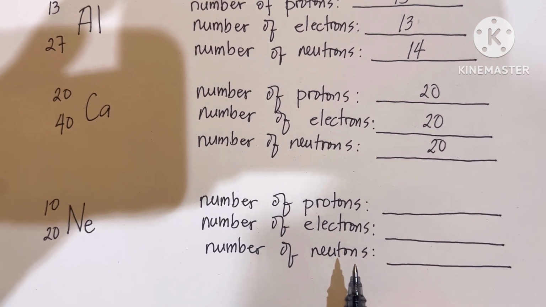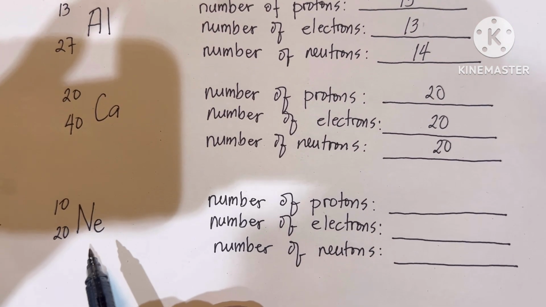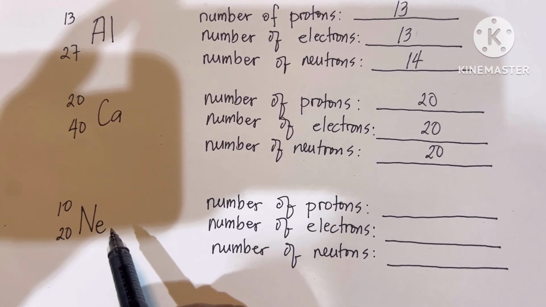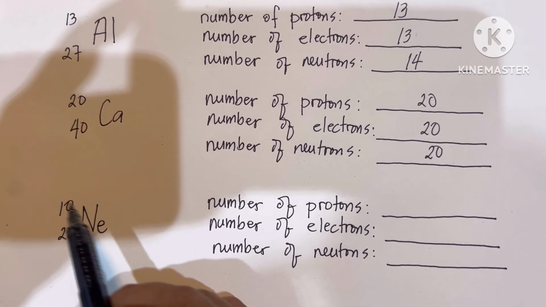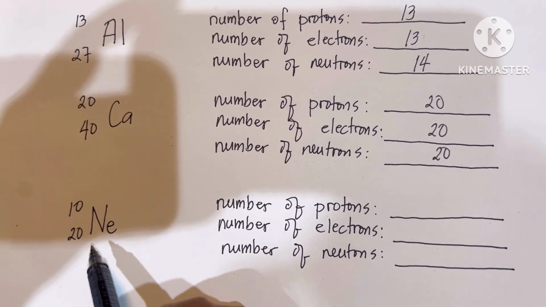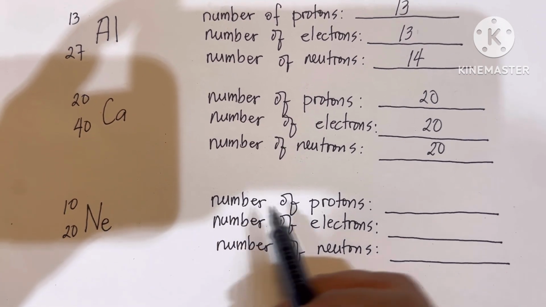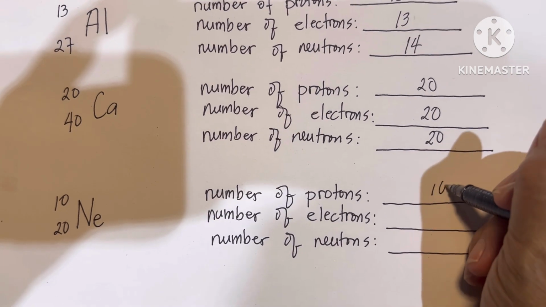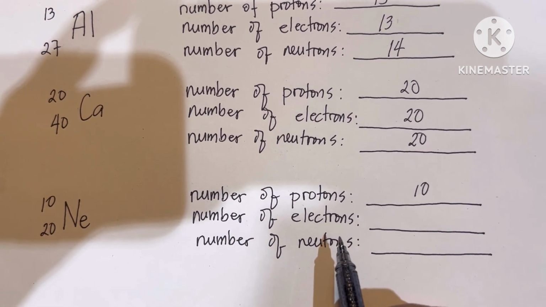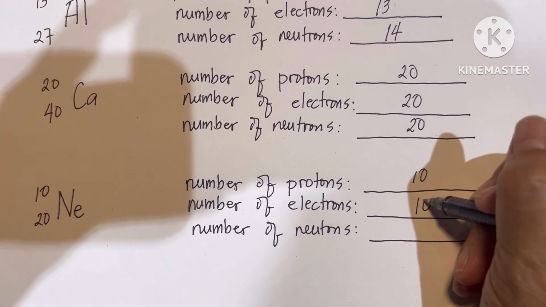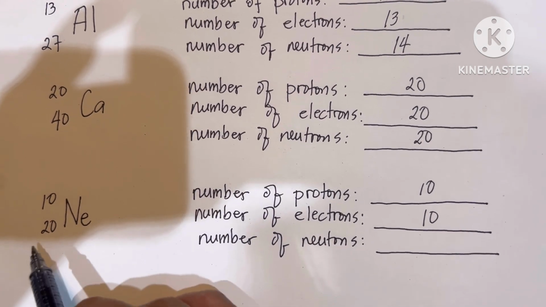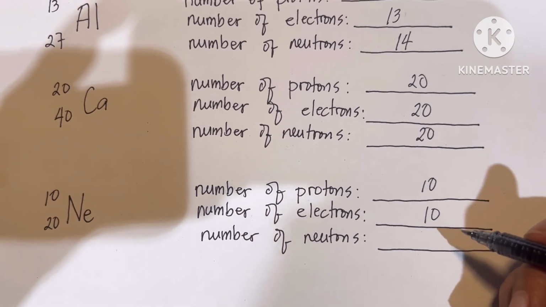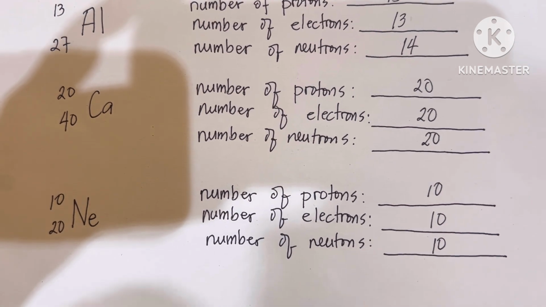All right? Then next, we have neon. Chemical symbol for neon, capital N and small e. And then atomic number is 10. Atomic mass is 20. Therefore, how many protons are there? All right, 10. How many electrons are there? 10, very good. And then the number of neutrons, you subtract 20 and 10. 20 minus 10, that will give you 10. Perfect, awesome.